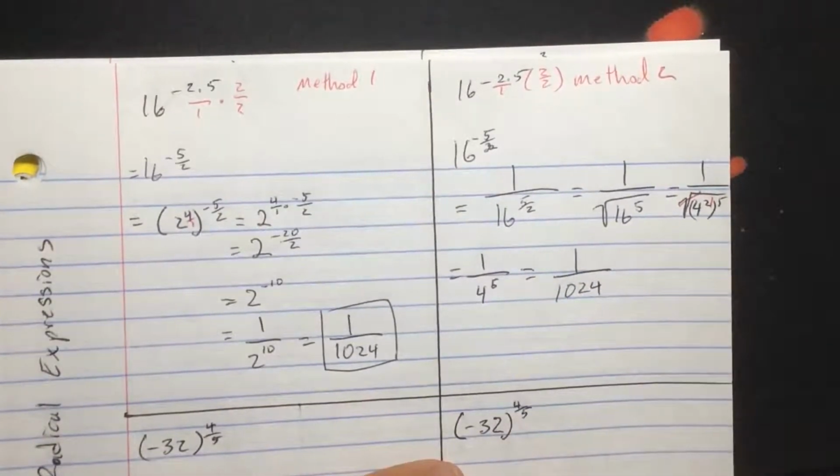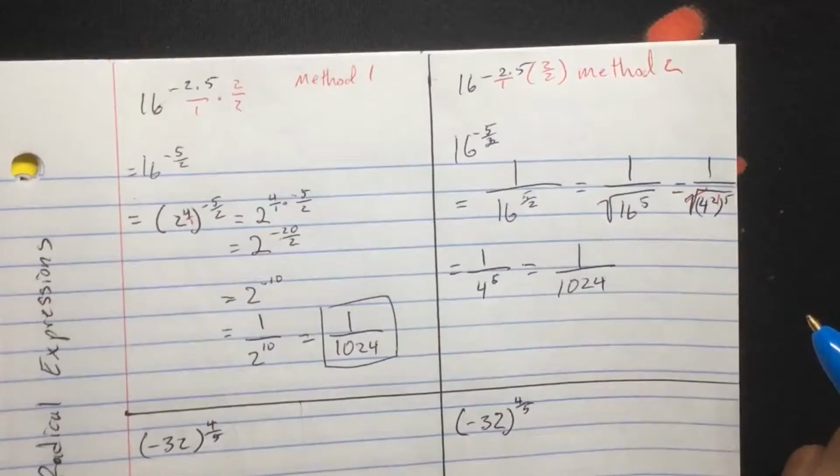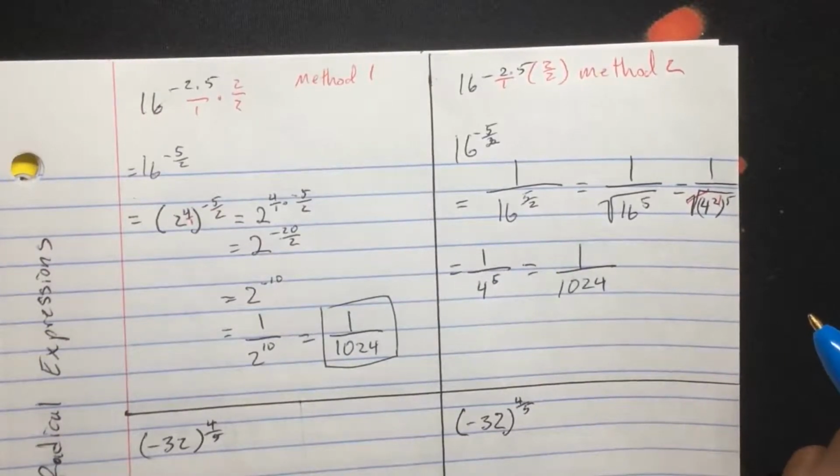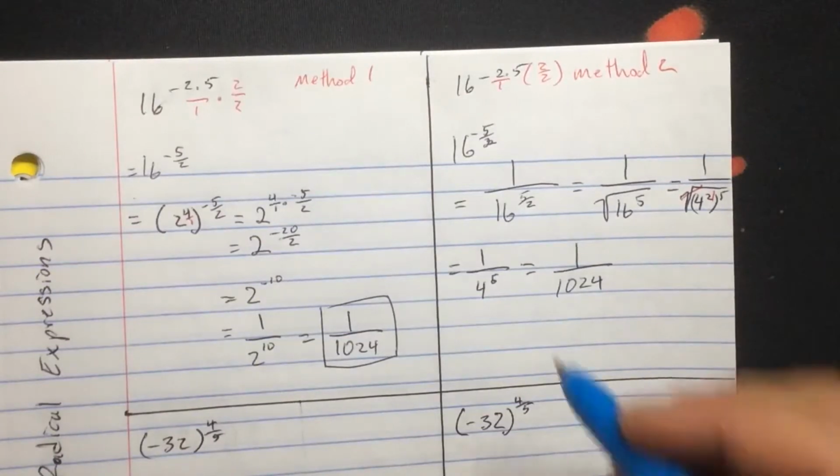I don't know if I can do that in my head. 4 times 4 is 16, times 4 is 64, times 4 is 256, times 4 is 1024. So that's this one here.